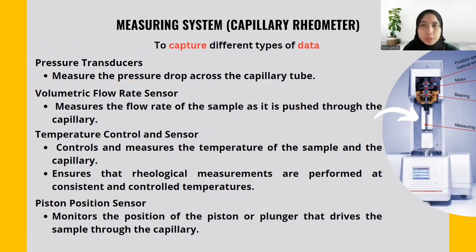It measures the pressure drop across the capillary tube as the sample is extruded. It is also used to calculate shear stress. Next, the volumetric flow rate sensor. It measures the flow rate of the sample as it is pushed through the capillary. Moving on to the temperature control sensor, the function is the same as in the rotational rheometer, which is to control and measure the temperature. And lastly is the piston position sensor. It monitors the position of the piston or plunger that drives the sample through the capillary.